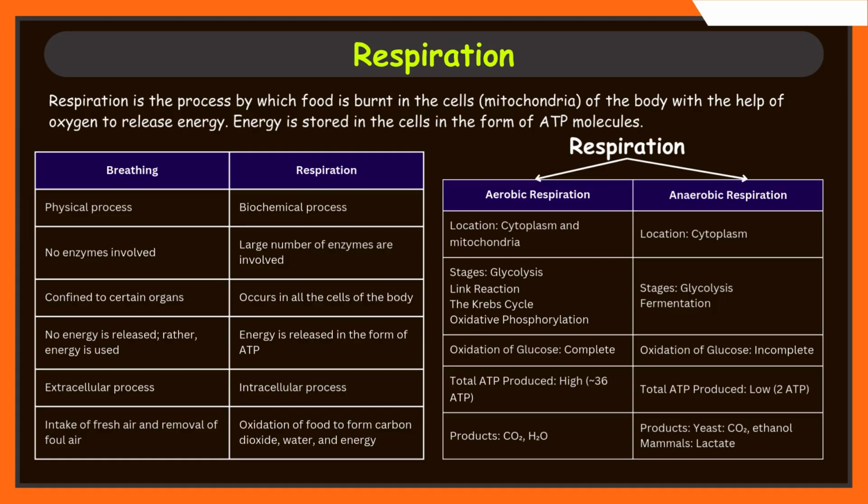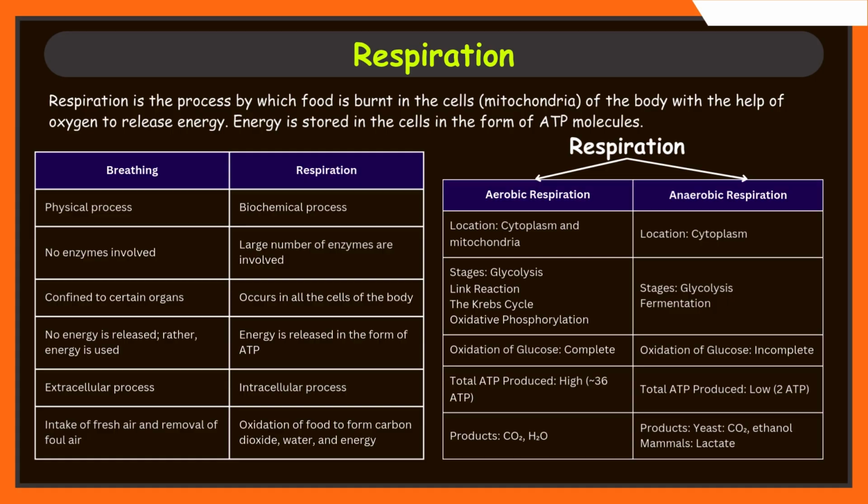This energy is stored in the form of a molecule called ATP, adenosine triphosphate, which the body uses for all its activities like movement, growth, repair, and maintaining internal balance. Aerobic respiration happens in most plants, animals, and even humans, because oxygen is easily available in the environment.